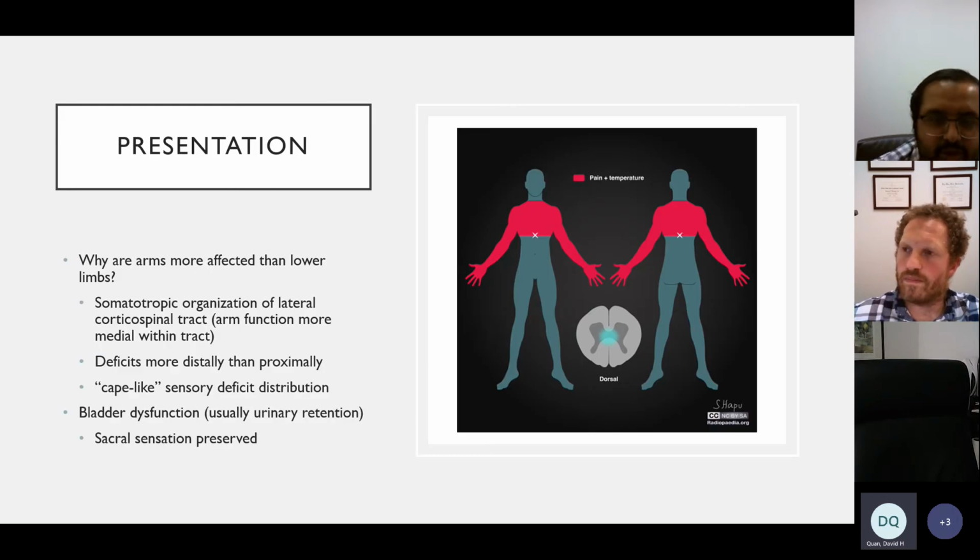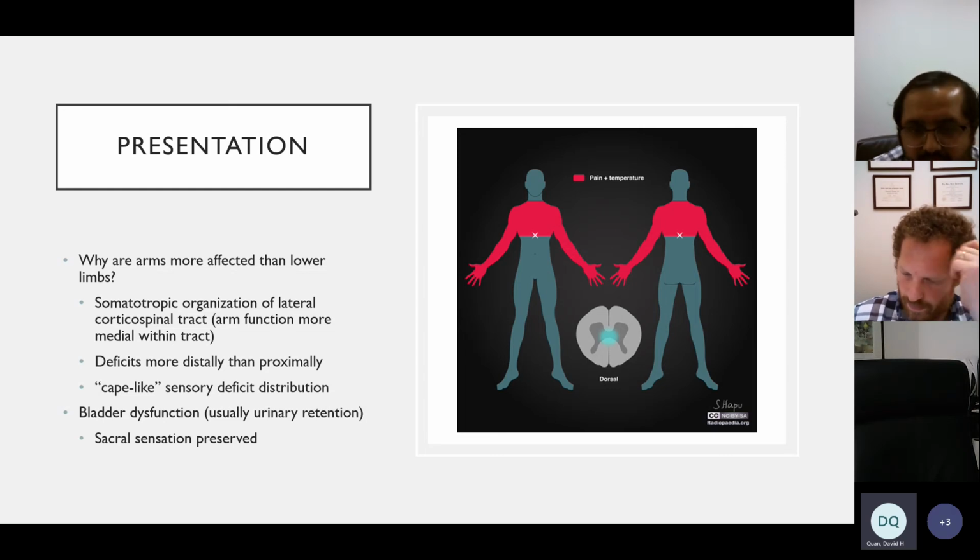This right here represents the sensory distribution that you can see with central cord. Notice how these levels are affected here, however, not below. Now, one might ask, why are arms more affected than the lower limbs? One of the theories that people attribute this to is the somatotopic organization of the lateral corticospinal tract. Something that we don't see is that this is very mechanical in a sense.